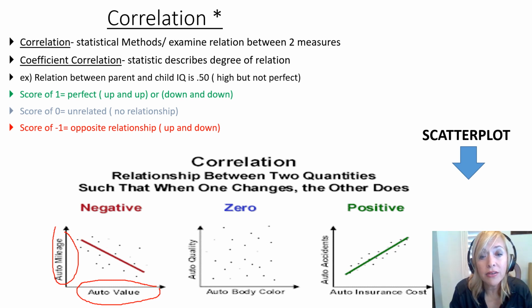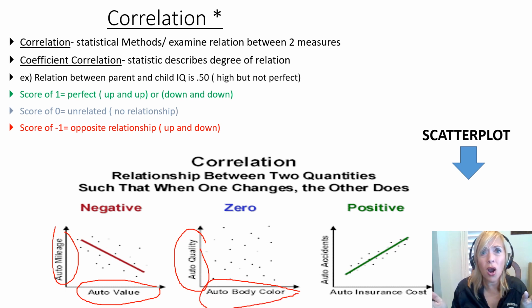Now, here is a zero correlation or no correlation, auto quality, and then the auto body of the car. Are red cars better than blue cars? No. Color has nothing to do with the quality of the vehicle. So it has zero correlation. And on a scatter plot, it's going to look like this.